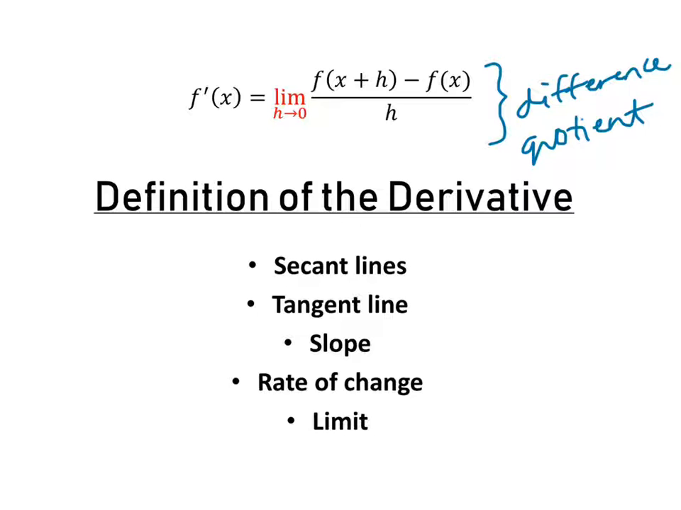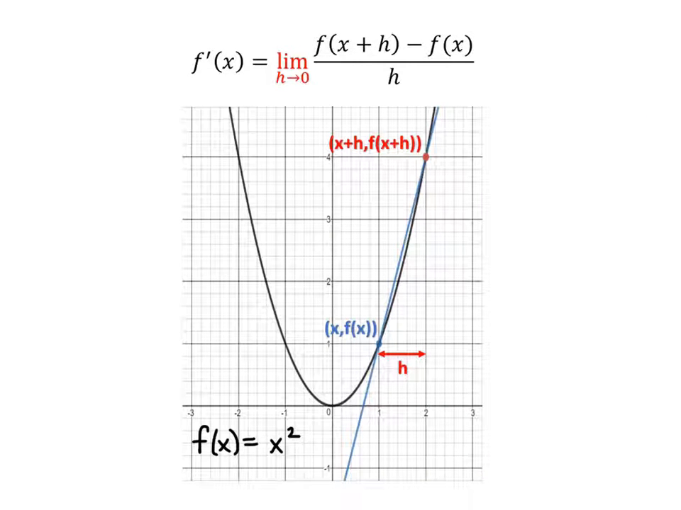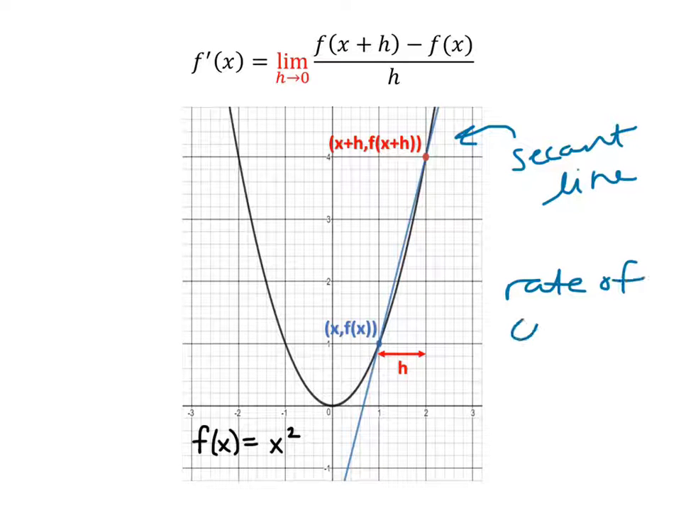Here's a list of some of the vocabulary mentioned in this video. What is shown here in blue is a secant line. This line is a secant line because it's a line that crosses between 2 points on the graph of f, and it goes through the 2 points located at x, f of x and x plus h, f of x plus h. The slope between the 2 points represents the rate of change from one point to the other point.